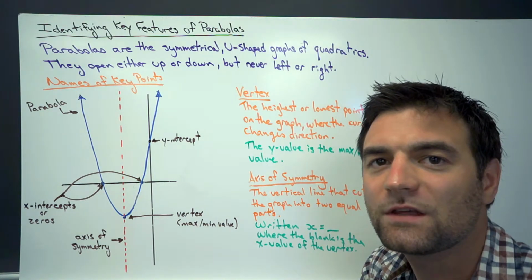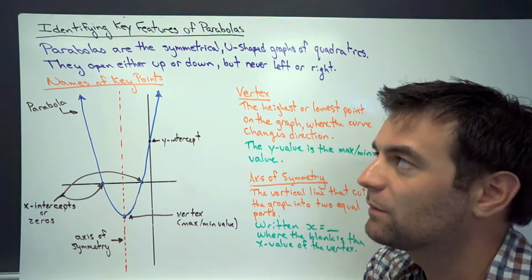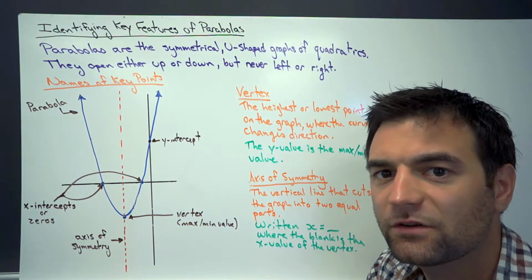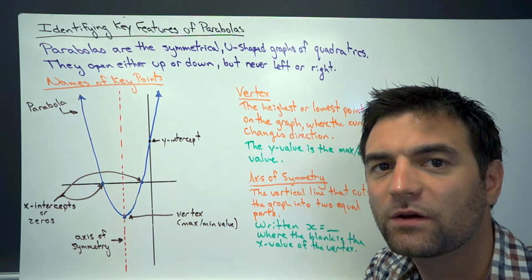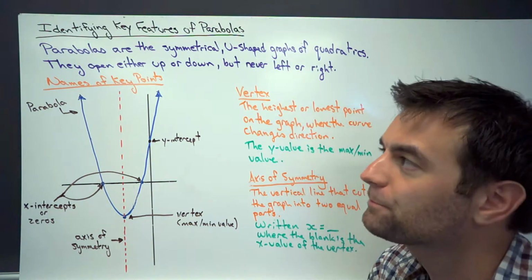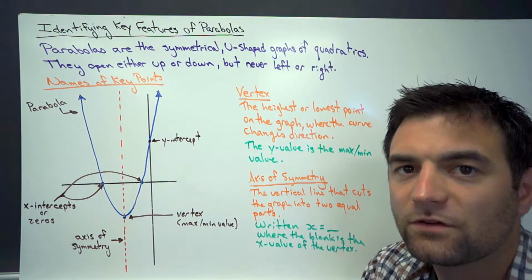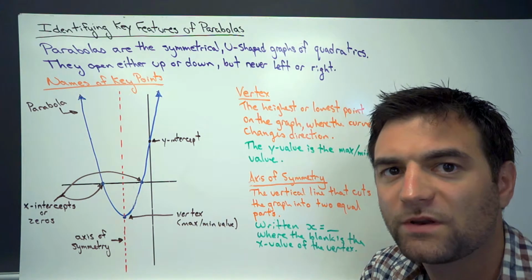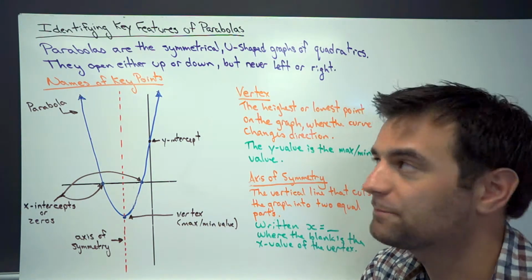We're going to look at identifying the key features of parabolas. Now, parabolas are the symmetrical U-shaped graph of quadratics. Those are the equations that have the x squared, like the trinomials or difference of squares that we factored earlier in the semester. They can open either up or down. Because they're a curved graph, they're going to have a direction of openness either up or down. They never open left or right.